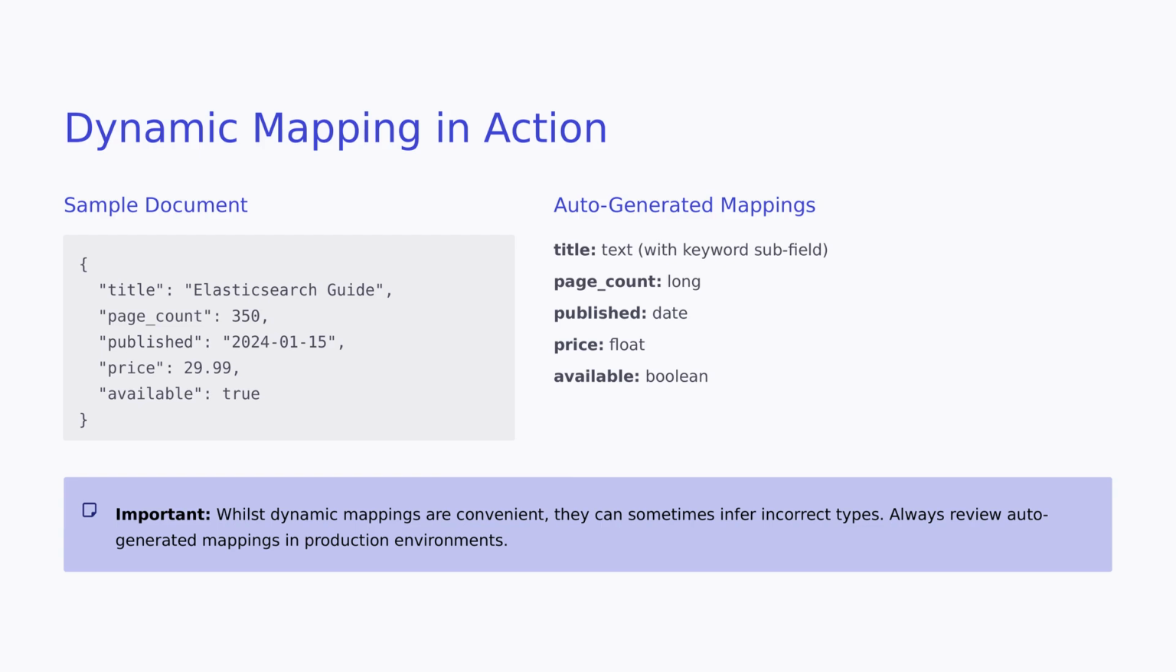In the realm of dynamic mapping, we witness its power through a sample document, a glimpse into the Elasticsearch guide. With 350 pages, published on January 15, 2024, priced at $29.99, and currently available, this data structure comes alive through auto-generated mappings. The title is captured as text with a keyword subfield, page count as a long integer, published date as a date, price as a float, and availability as a Boolean.